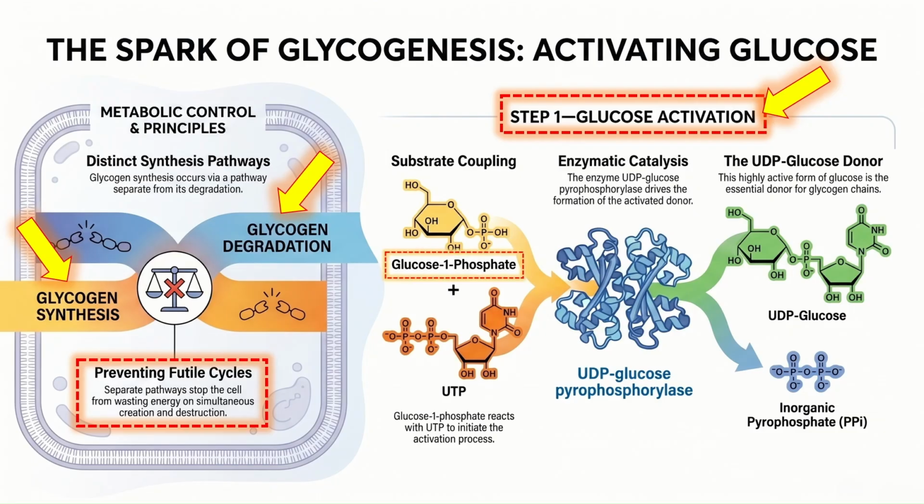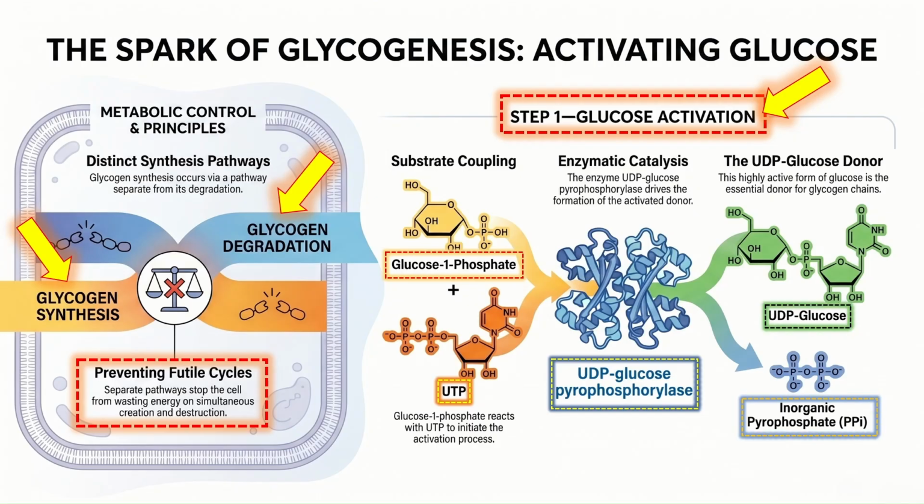Here, glucose 1 phosphate combines with UTP in a substrate coupling reaction catalyzed by the enzyme UDP-glucose pyrophosphorylase. This reaction generates UDP-glucose, which is the activated form of glucose, along with inorganic pyrophosphate or PPi. The rapid hydrolysis of the pyrophosphate helps to drive the reaction forward, making it energetically favorable and essentially irreversible in the cell. Then, what is the purpose of UDP glucose?